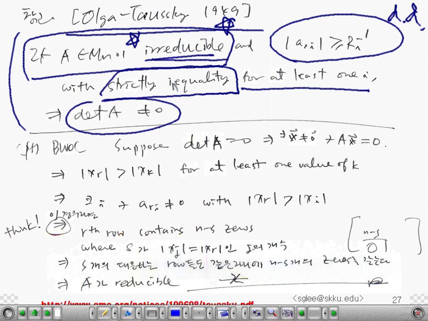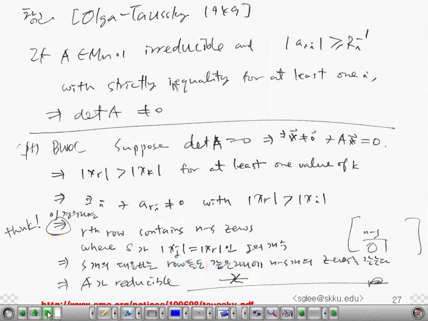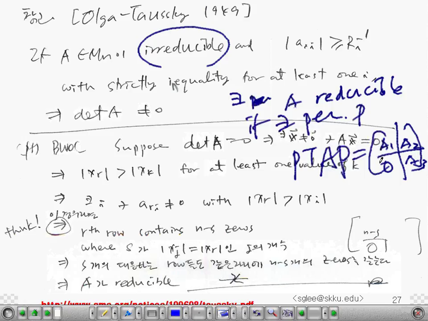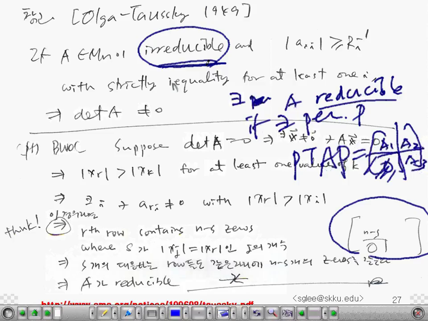Okay, the definition of irreducible. A is called reducible if there exists a permutation matrix P such that P transpose AP can be written in this way, with blocks A1, A2, A3 here, and some zero block like this. If we can move some zero entries to the corner to make a block matrix, then we call this matrix reducible. If not, we call it irreducible. Olga Taussky found this condition and defined it.